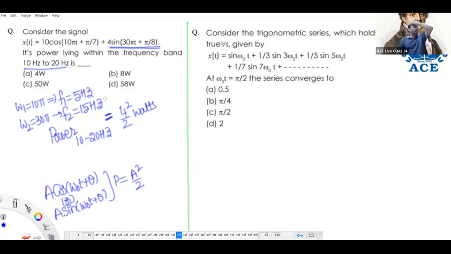If it is asked for the total power in the problem, then you can take 10 square by 2 plus 4 square by 2. But we want power in a specific range. Power in a specific range.